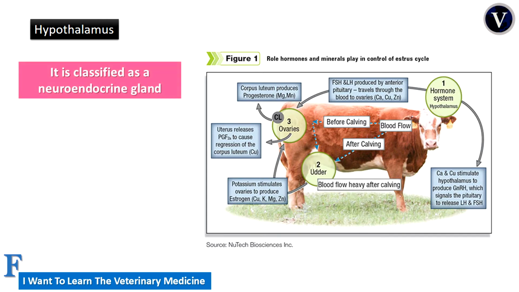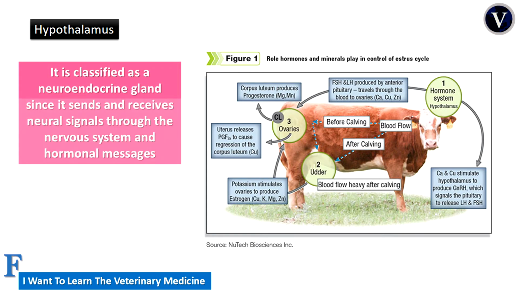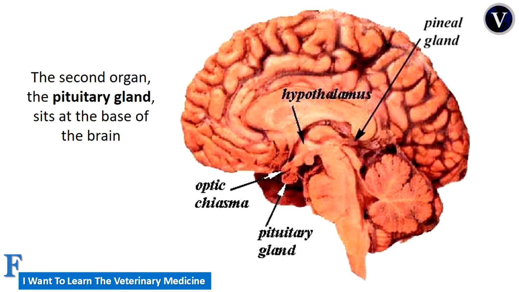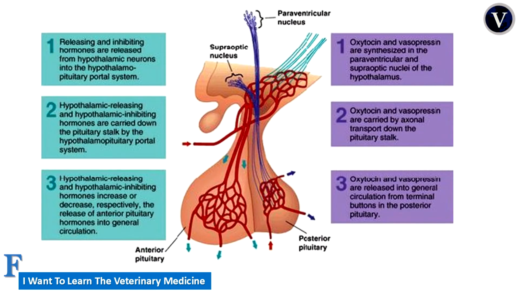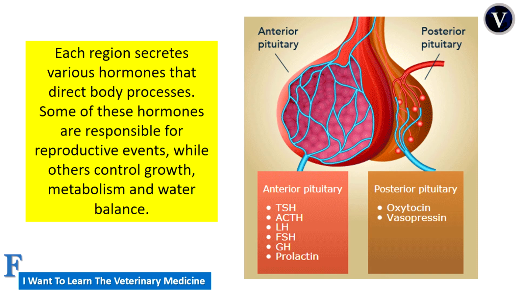The hypothalamus is classified as a neuroendocrine gland since it sends and receives neural signals through the nervous system and hormonal messages through the endocrine system. The second organ, the pituitary gland, sits at the base of the brain. The pituitary is about half an inch in diameter and weighs about 1 gram. Physiologically, the pituitary is divided into 2 distinct regions, the anterior pituitary and the posterior pituitary. Each region secretes various hormones that direct body processes. Some of these hormones are responsible for reproductive events while others control growth, metabolism, and water balance.